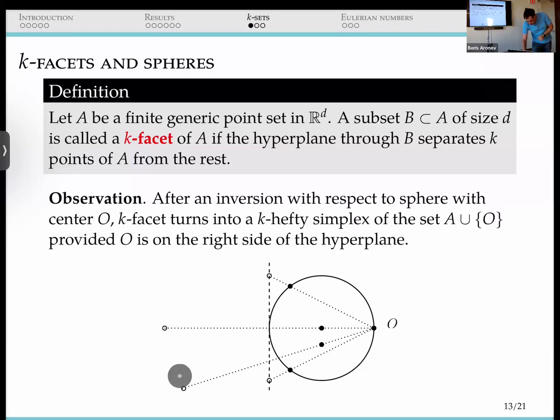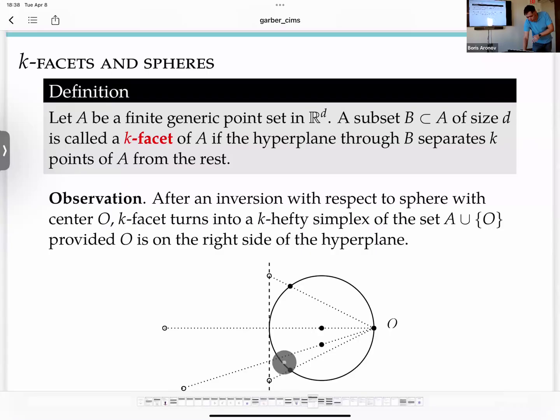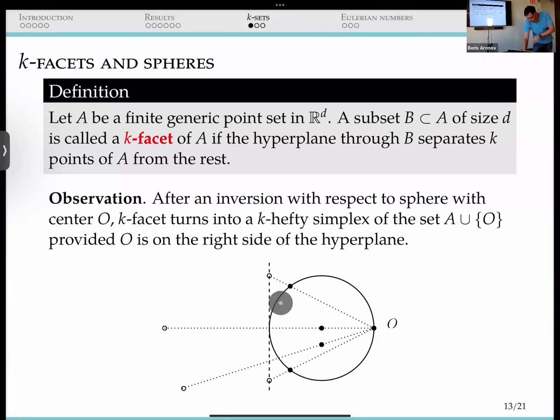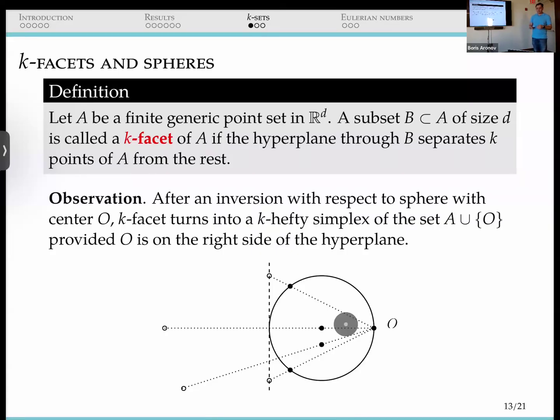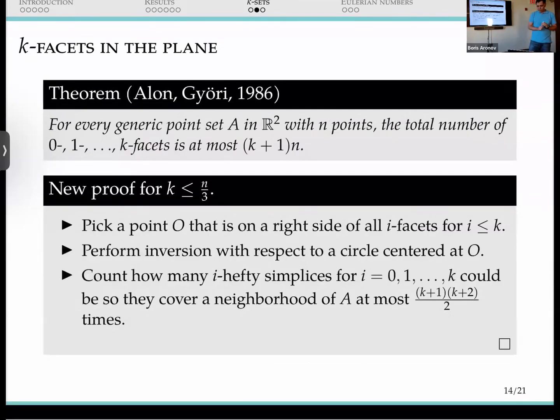So if I start from a 2-facet here, so these are 2 points that are on that side of the hyperplane or plane here, and it doesn't matter what is on the other side. If I perform an inversion with that center, then it turns into a 2 hefty triangle, right? So these 2 points will turn into these 2, and these points will move inside the circle. So every k-facet turns into a k hefty simplex for the new set A and O, where I add one additional point. So k-facets are related to k hefty simplices.